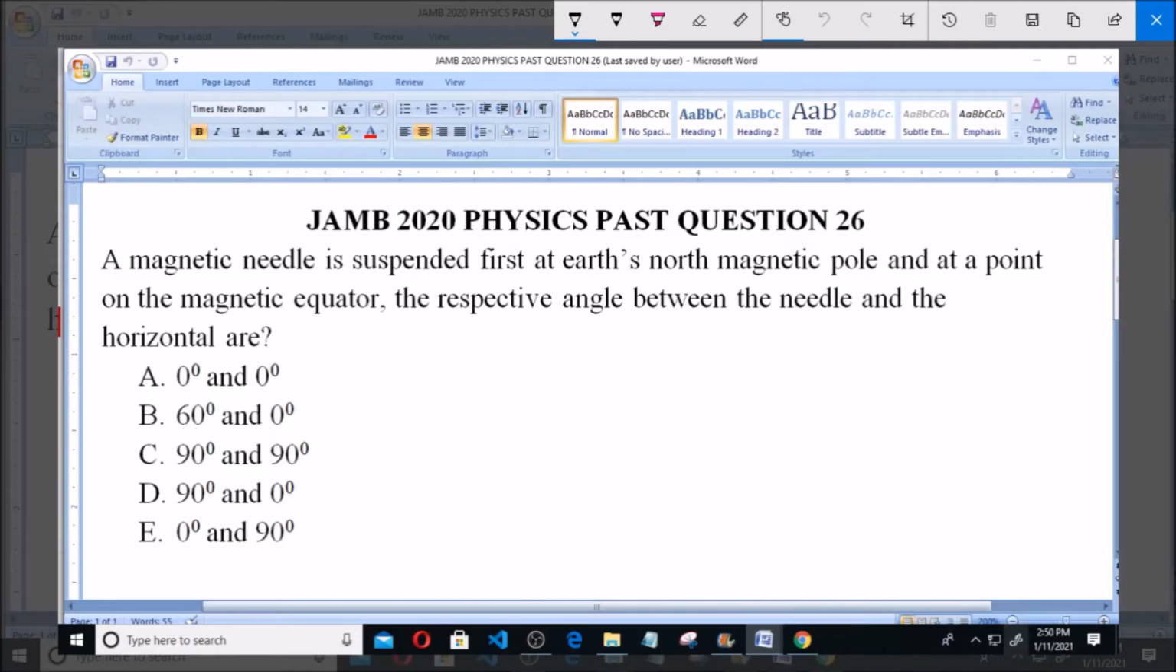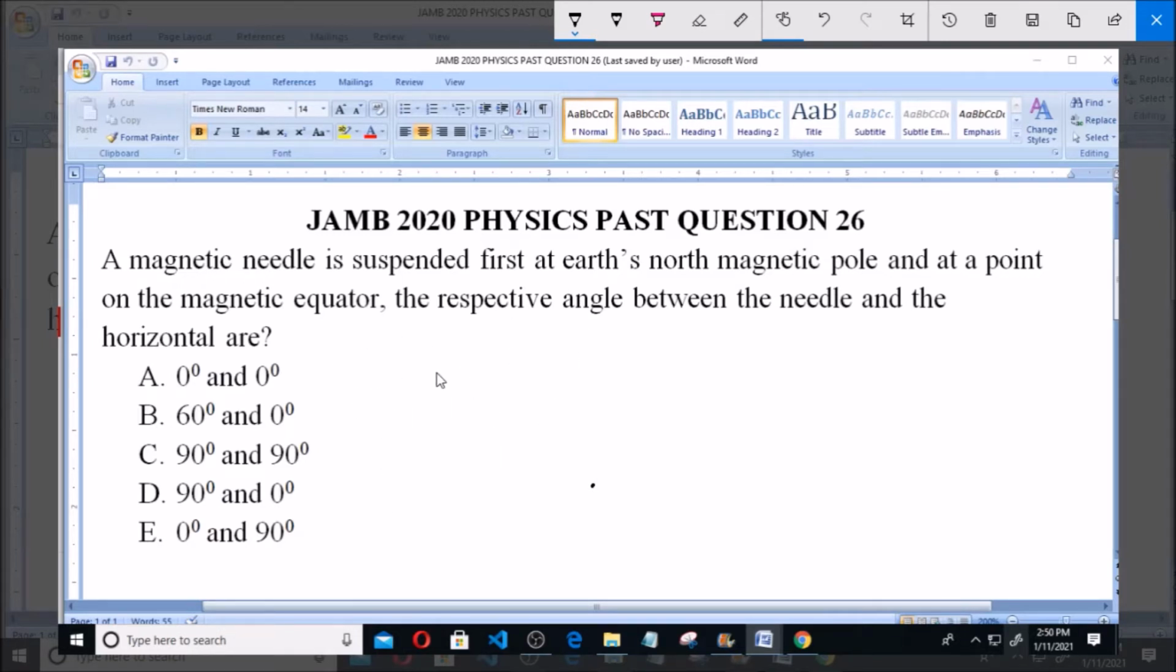I'll be answering JAMB 2020 physics past question 26. A magnetic needle is suspended first at the Earth's north magnetic pole and at a point on the magnetic equator. The respective angle between the needle and the horizontal are: A, 0 degree and 0 degree; B, 60 degree and 0 degree; C, 90 degree and 90 degree; D, 90 degree and 0 degree; E, 0 degree and 90 degree.